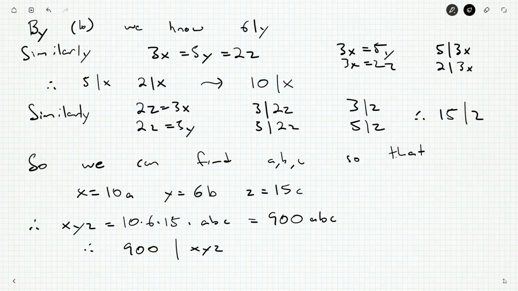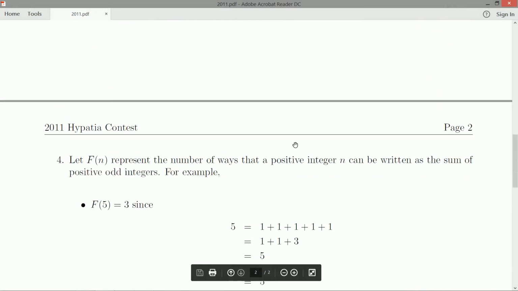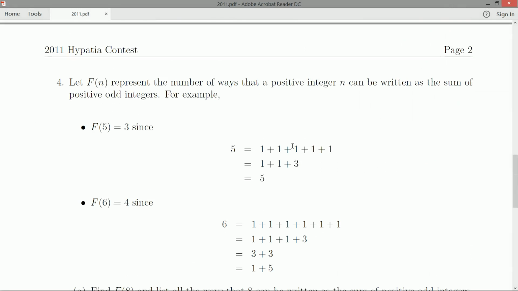Okay, so I'm going to flip the page in anticipation of our next and last question, and that is question number 4 on the 2011 Hypatia. I will see you guys for that video next time.